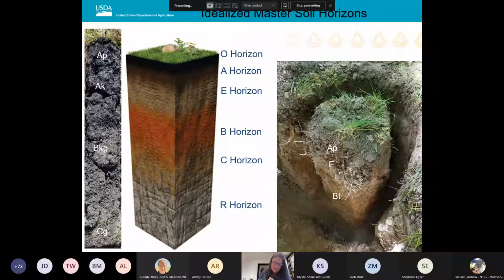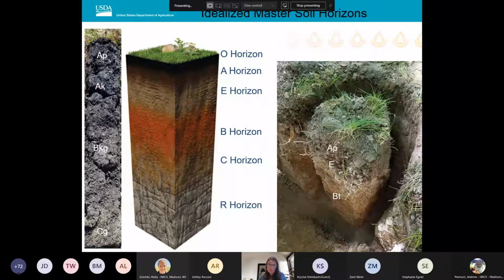So let's start at the top. Oh, and I should say that these layers or horizons have unique chemical, physical, and biological properties. So that's why we know what they are and how to assign them. At the top there we have an O horizon, and that's fresh and decaying plant residue and other organic matter accumulations. Then we have the A horizon, and this is mineral, and it has a high proportion of organic matter.